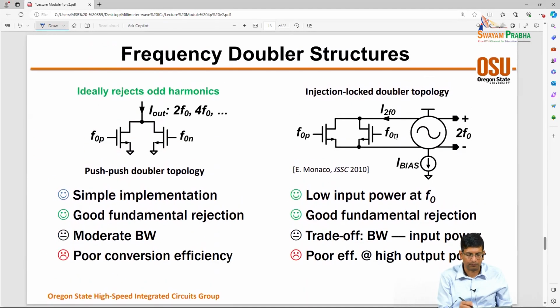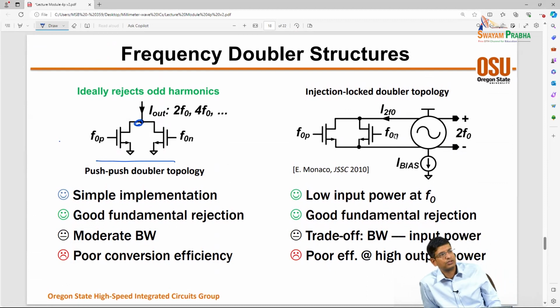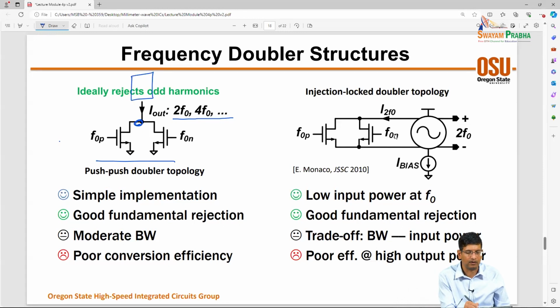So a popular topology is to do a push-pull doubler topology, where because of just the fundamental nature of the topology, odd harmonics are going to get cancelled at this node. So f0, 3f0, 5f0 will disappear and I'll be left only with the even harmonic currents. So now if I build a resonator here that is tuned to 2f0, then I can pick up a 2f0 signal and the f0 signal is rejected just by symmetry.